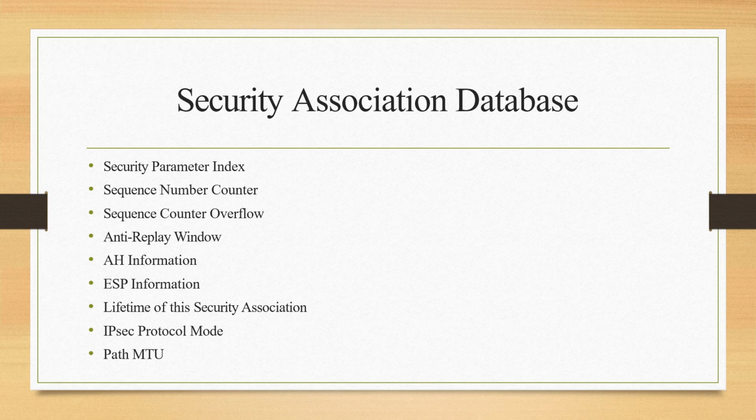Sequence number counter. This is a 32-bit value used to generate the sequence number field in AH or ESP headers. Sequence counter overflow. This is a flag indicating whether an overflow of the sequence number counter should generate an auditable event and prevent further transmission of packets on this security association.